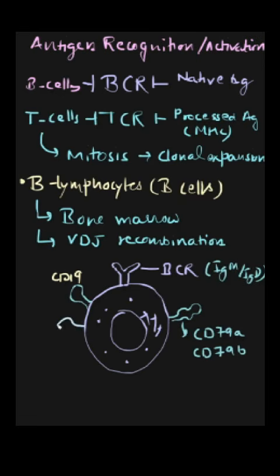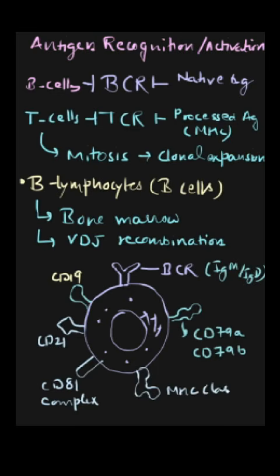Next is CD19 receptor. You have CD21 receptor. They are co-receptors, and then you have CD81 complex. So CD19, CD21, and this is CD81 complex, and all these receptors are required for enhanced sensitivity to antigen. Next is MHC class 2 receptor, which is important for presenting the antigen to the helper T cells.